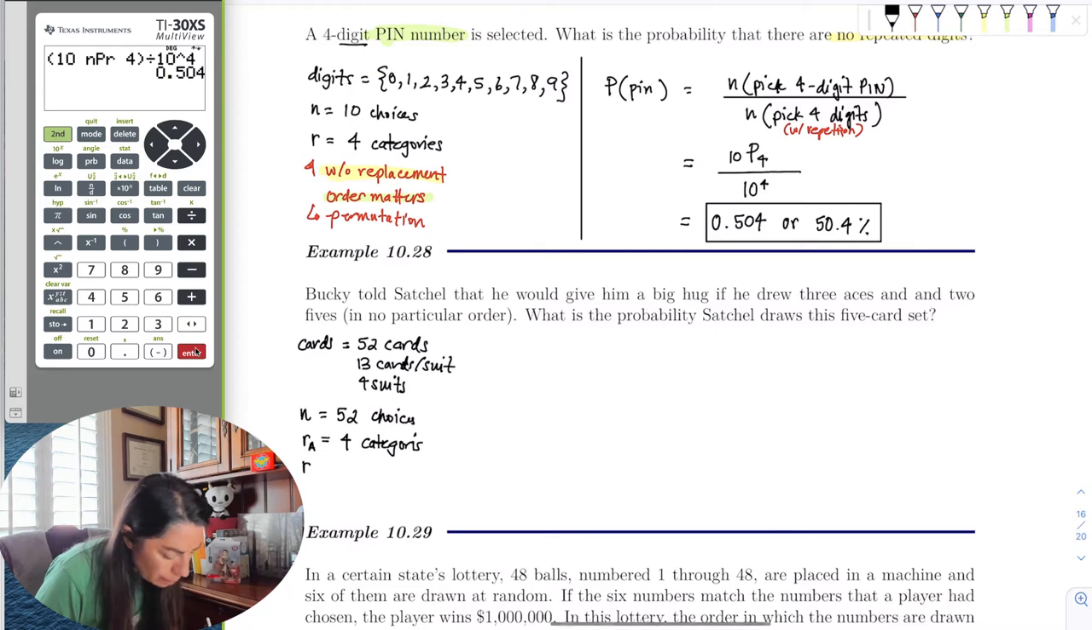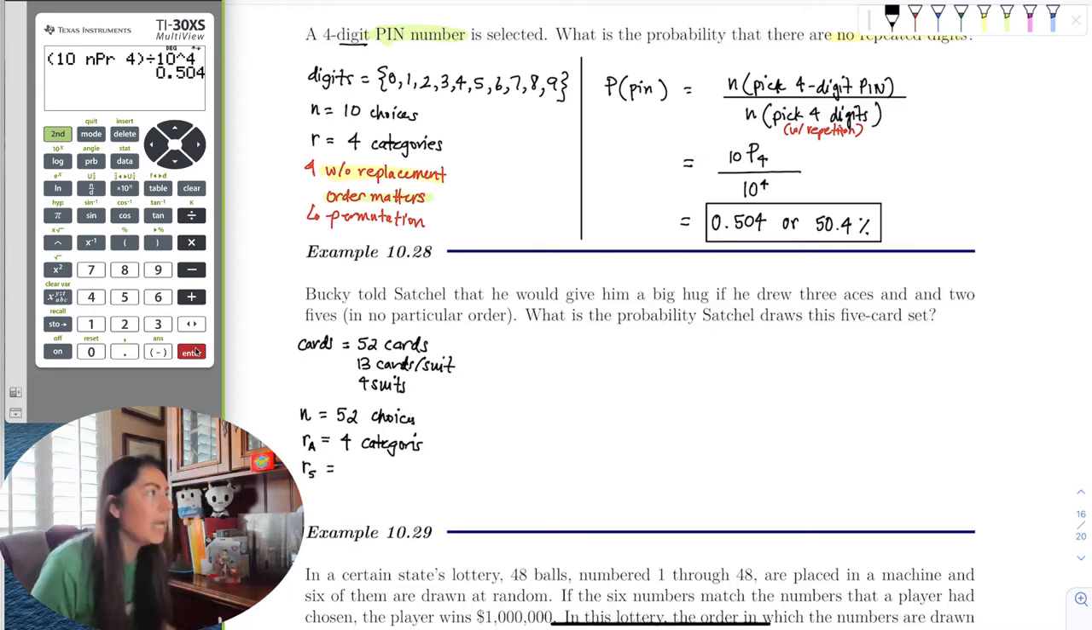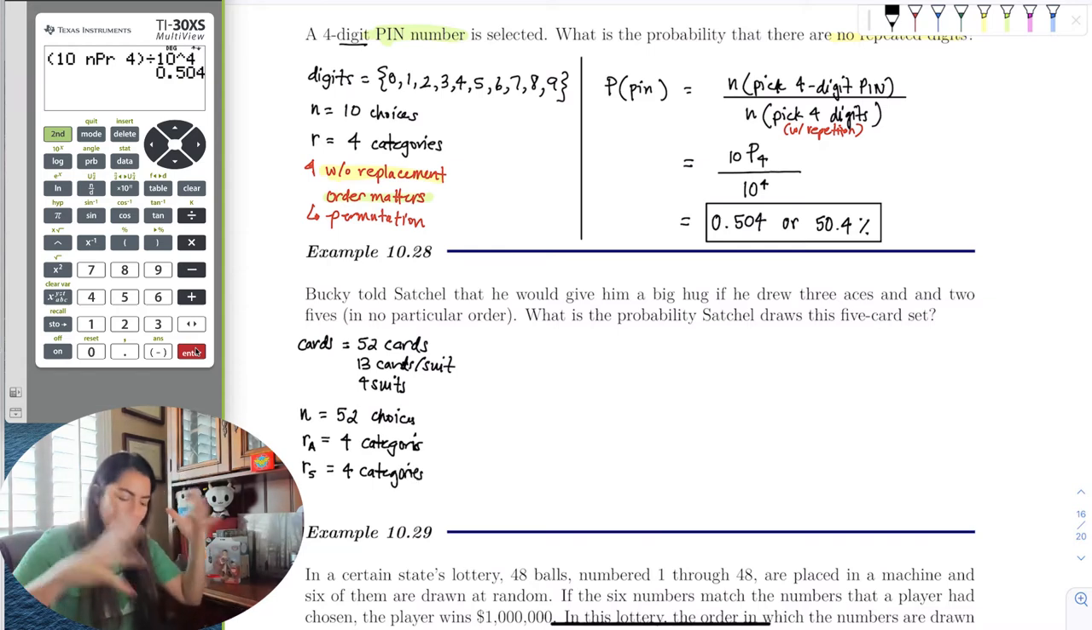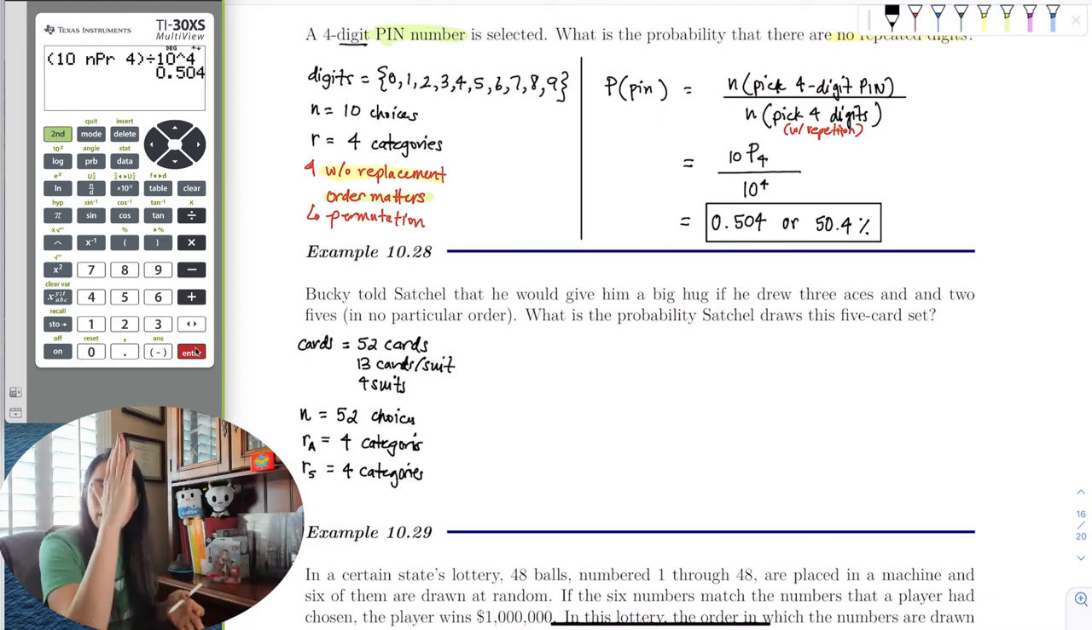And then I want to pick 2 fives. So I'm going to put R sub 5. And once again, I have 4 fives, right? 4 categories. So notice I have 2 categories essentially, right? Because the aces are their own category, there's 4 of them, and the fives are.